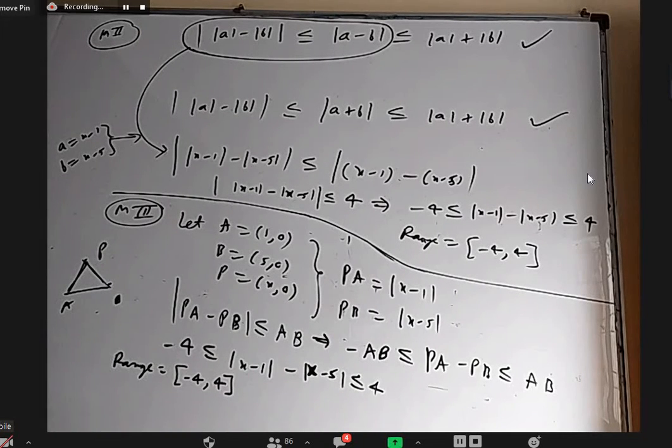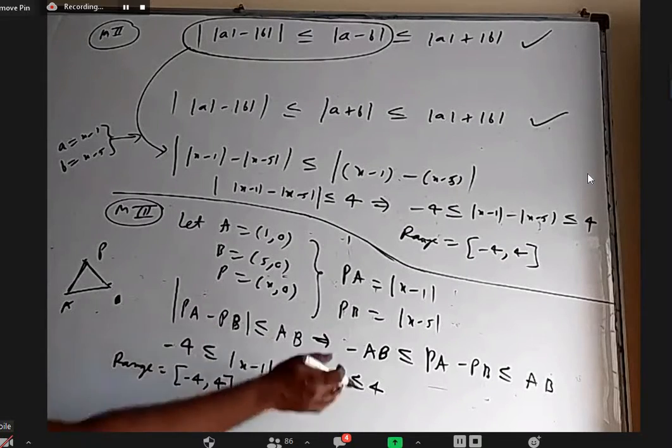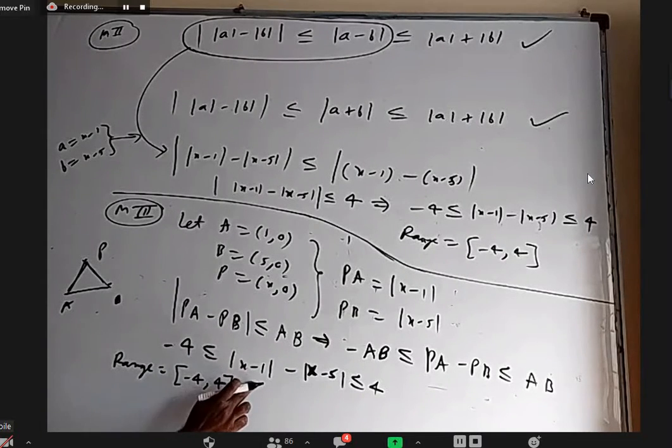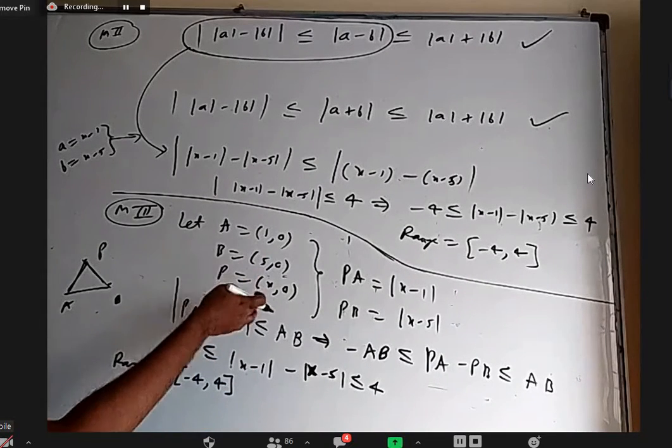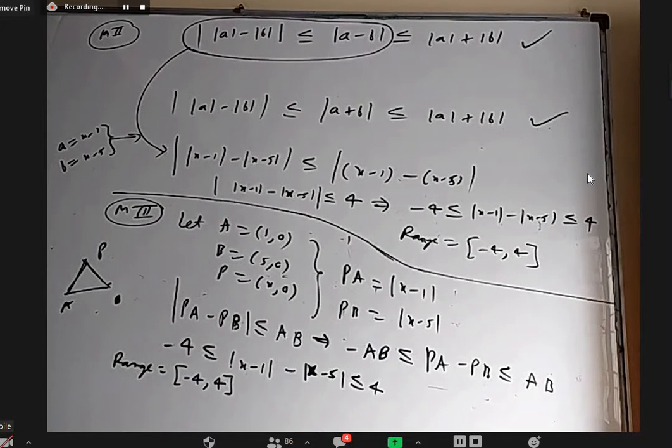Sir, how did you take the sides of the triangle, sir? A (1, 0), B (5, 0). Why did I take that? Because I want to get this answer. I want mod x minus 1 minus mod x minus 5. This is like the distance between (x, 0) and (1, 0). These are my A and B. I get the points A, B, P mentioned here.